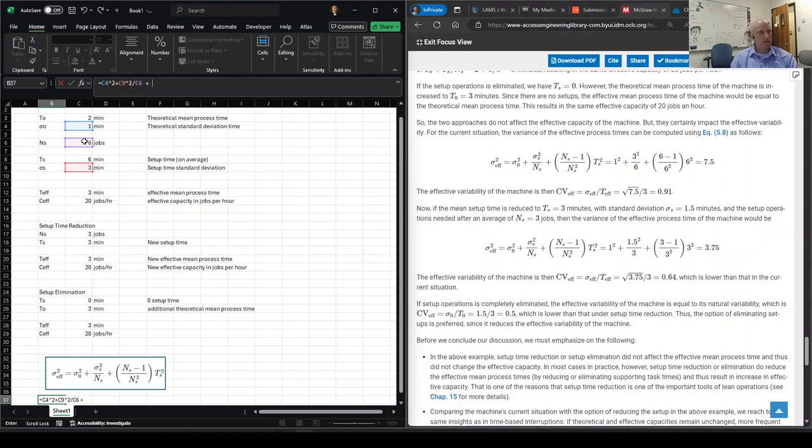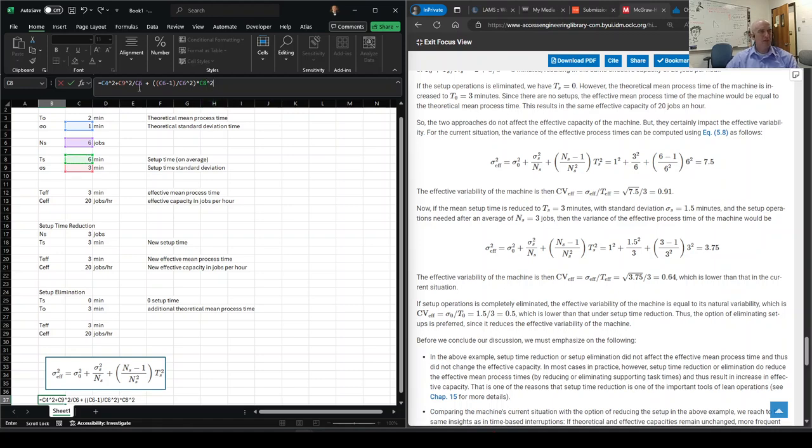Plus, open parentheses, and we have the NS again, minus 1. So it's going to be 6 minus 1 divided by NS squared. Close parentheses. Times, and then we have a TS squared. So here's our TS squared. This is our TS, this is our setup time. We're going to square that.